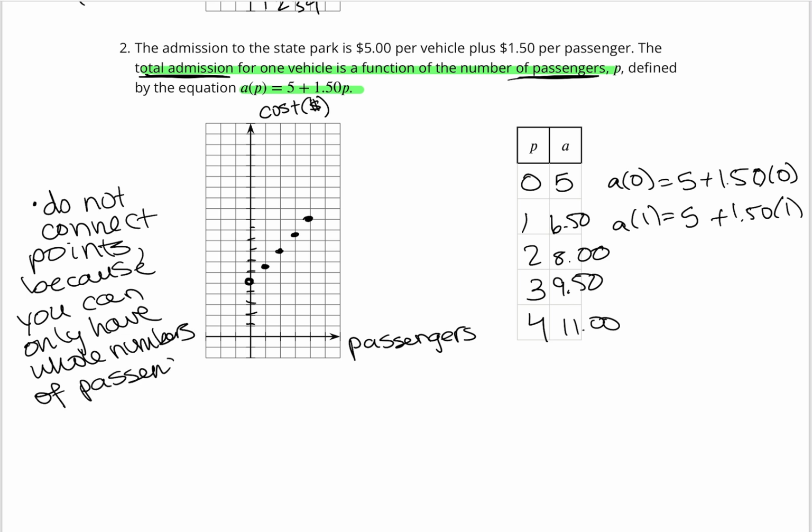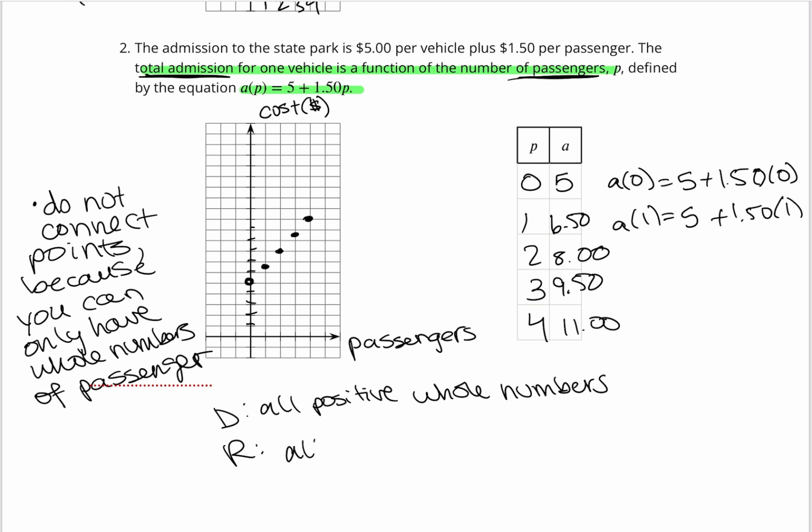All right, and then to answer the last part, we have to discuss domain and range. So possible domain, that would be all positive whole numbers. And I'm saying whole numbers because, again, number of people has to be a whole number. We can't have negative people, that's why I say all positive numbers.